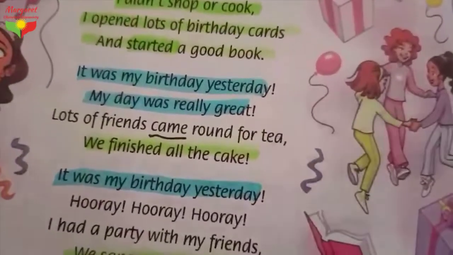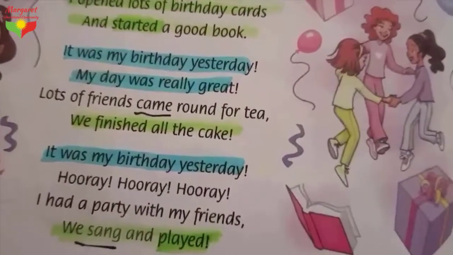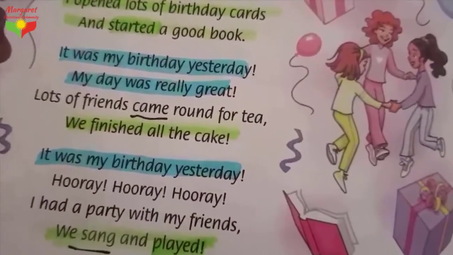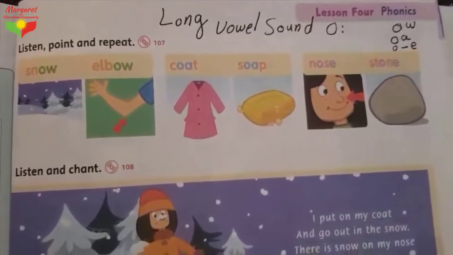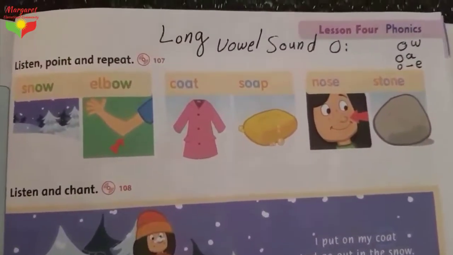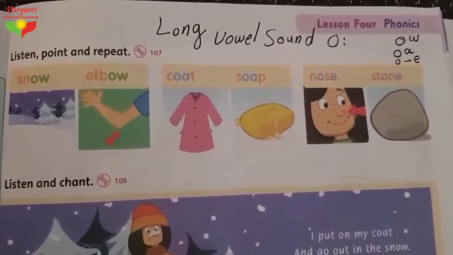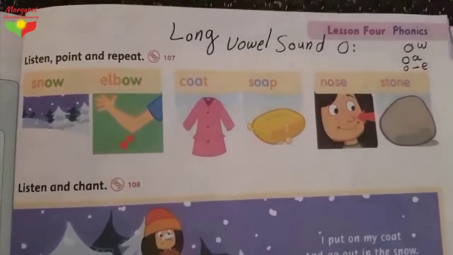Okay? So now let's move to the next page, which is page 99 in my book. And we have lesson 4 and it's about phonemes. Okay? Dear students, please pay attention to lesson 4, which is about phonemes. So today we're going to learn about the long vowel sound O. Okay, I'm going to teach you how you can recognize this sound in words.